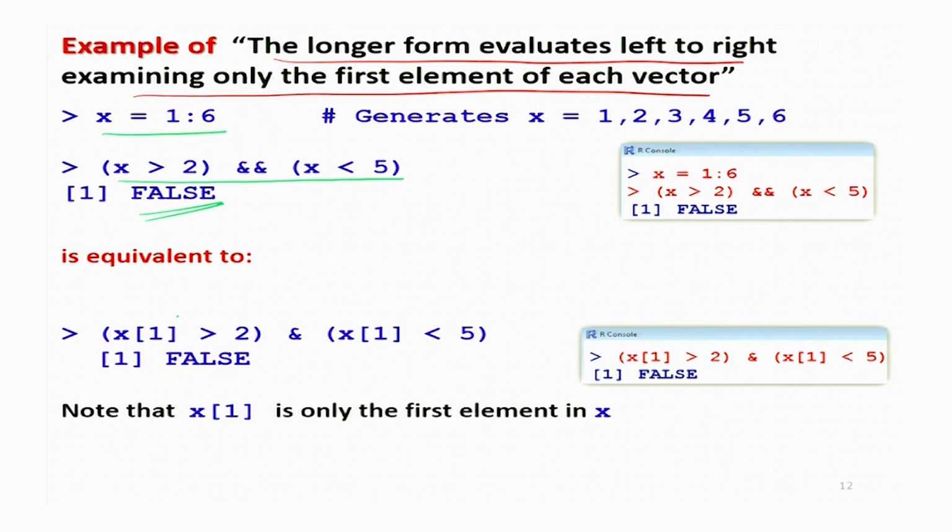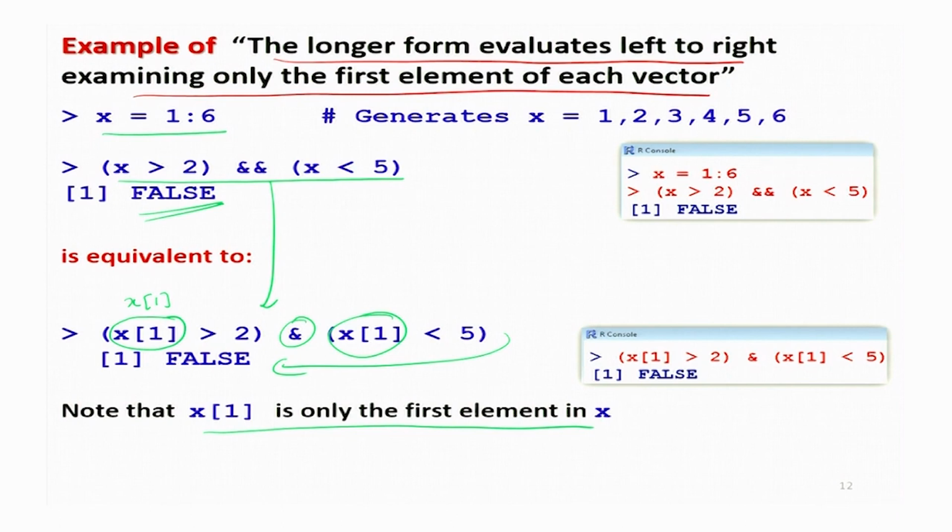If you simply take the first element of the data vector, which is indicated by x and inside the parenthesis brackets 1, and you execute this condition only with the first element using the single AND operator, you get the same outcome. So, this x1 is indicating only the first element. So, this is being operated only on the first element.